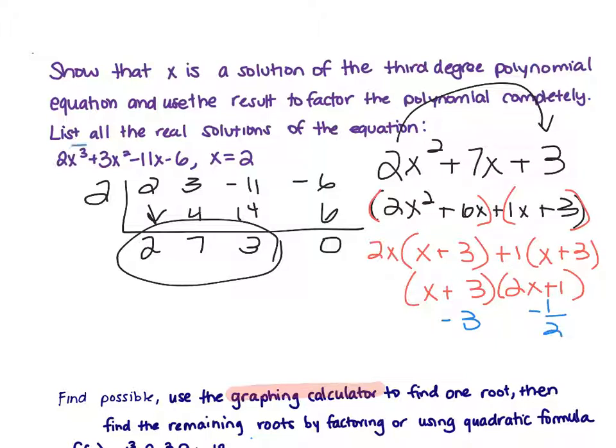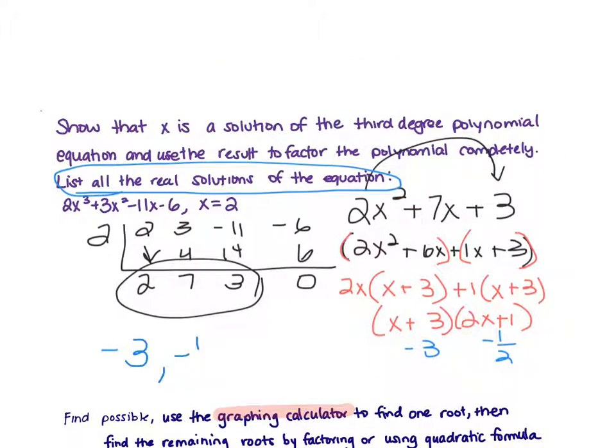And then it said list all the real solutions of the equation. So I'm going to list the negative 3, the negative 1/2, and also the 2 that was given to me at the beginning.